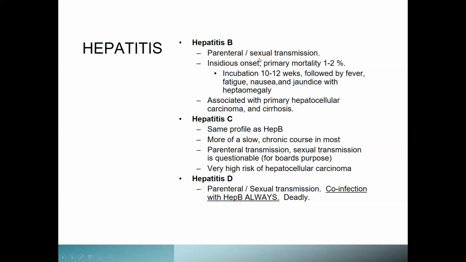for hepatitis B. Hepatitis D, you need to have co-infection with hep B always. So that's where hep D will come up. It can be deadly. This co-infection is deadly because it increases your risk for cancer. And we're seeing a primary hepatocellular carcinoma. So what's a carcinoma? What cell type?